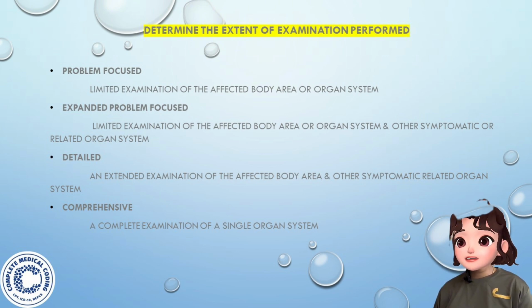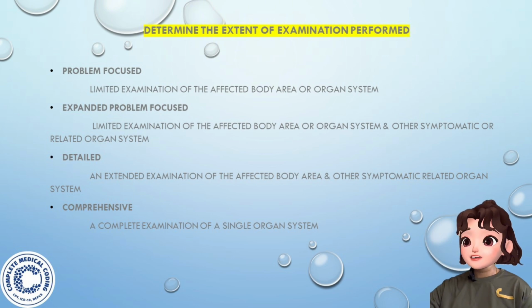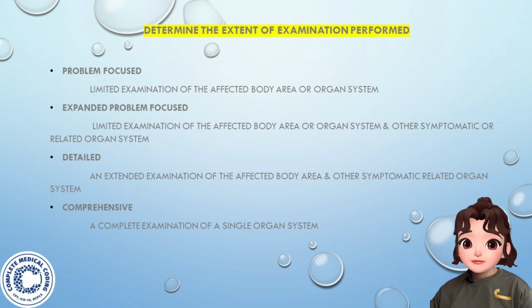Detailed is an extended examination of the affected body area and other symptomatic or related organ systems. Comprehensive means a complete examination of a single organ system. Complete examination. Okay, that can be considered as a screening also.